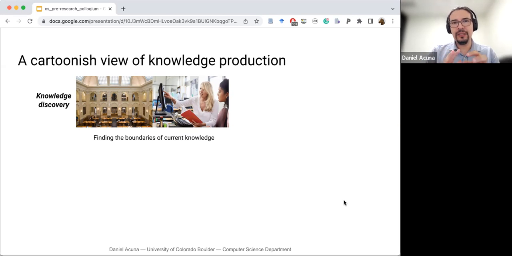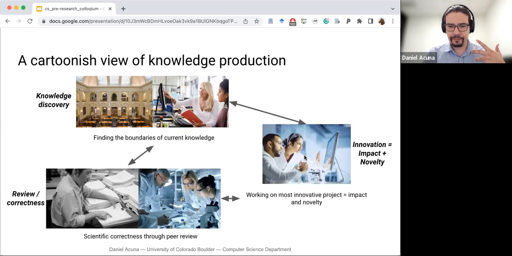I will talk a little bit about a cartoonish view of how this scientific process works, and how I think AI can help in many of those steps. The scientific process of knowledge production works more or less like this. We have scientists who are studying what we currently know. They go into libraries and browse the web, and they try to understand the boundary of our current understanding of how the world works. So there is a step that I call knowledge discovery. Then after that, there is a step of selecting which problem to attack, right?